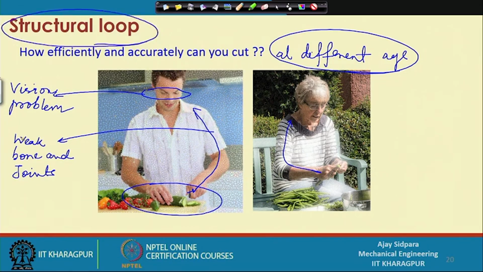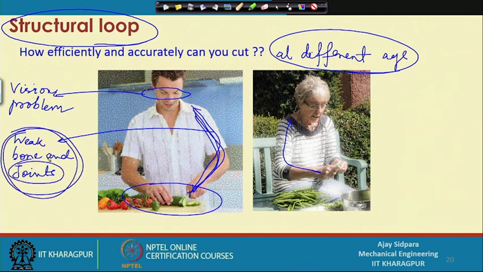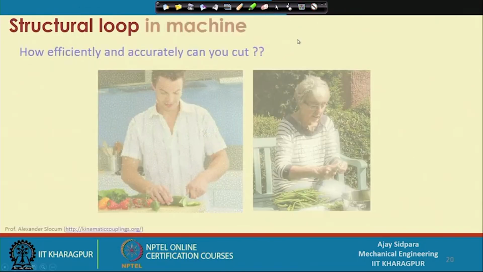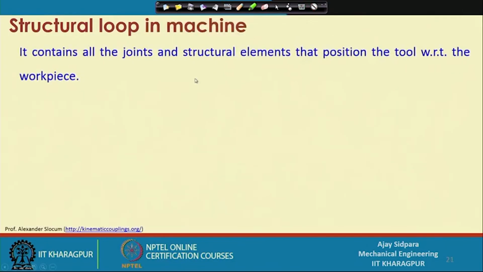But right now, by taking this example, we are discussing the joints and the bone strength. If your bone strength and joint strength are very stiff or very high, you can actually do very easy cutting in this case. The same thing is in the machine. So, let us see how we can correlate this example with the machine. What is the structural loop in the machine? It contains all the joints and structural elements that position the tool with respect to the workpiece.